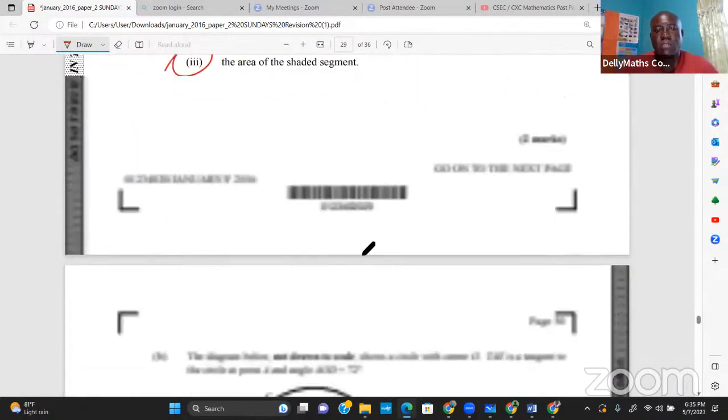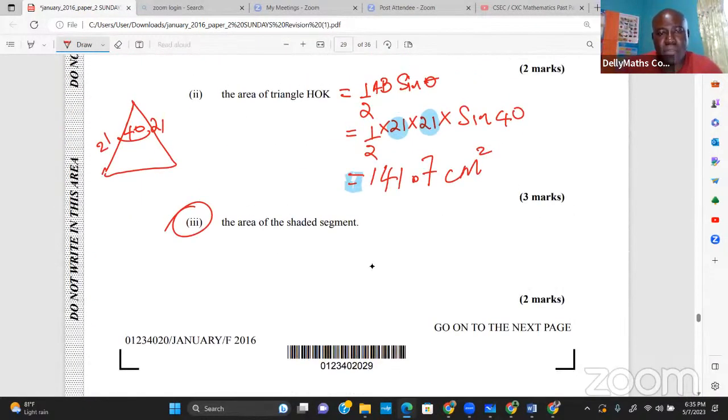So here is the deal. We want to say the area of, oh, they did say shaded segment, my bad. The area of the shaded segment is going to equal, by formula, the area of the sector minus the area of the triangle.